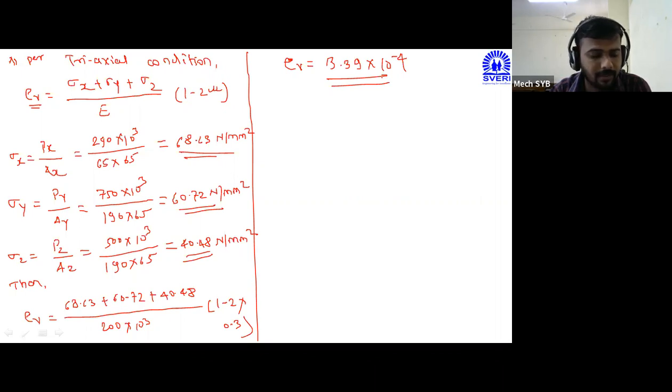Everyone has to calculate this. Those who have not calculated sigma x, sigma y and sigma z, and are not representing the answers in the chat box, immediately represent them so I can verify your answers. If calculated, then go further. Calculate epsilon v. 3.39 into 10 raised to minus 4. Yes, 3.39. All answers are same, 3.39 into 10 raised to minus 4.